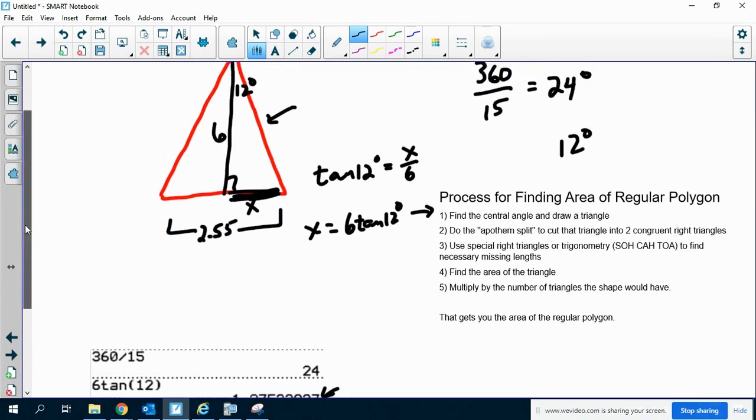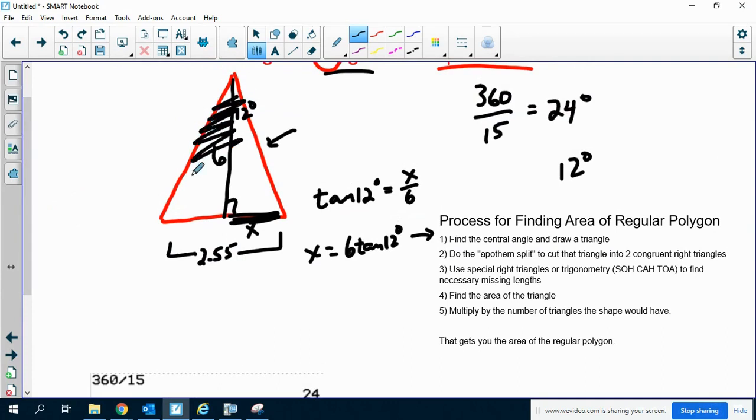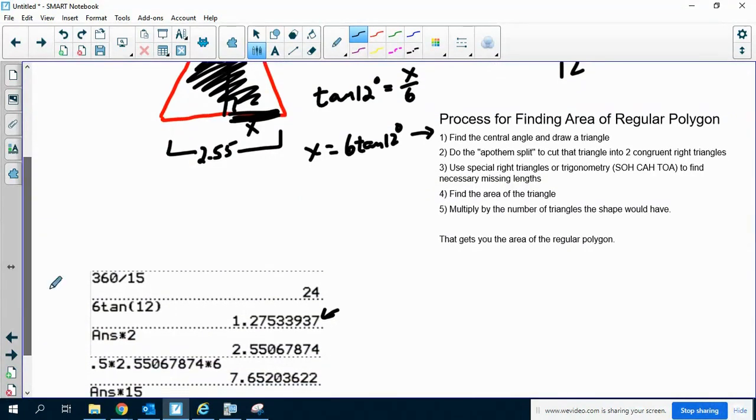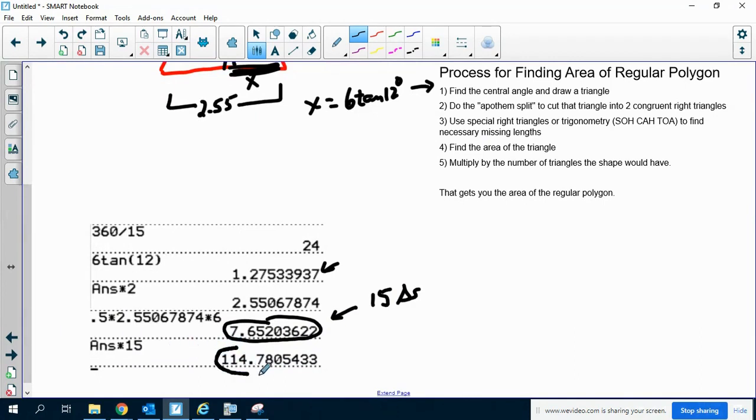So then I find the area of this triangle, 1/2 times 2.55 times 6. That gives me 7.652. And then how many triangles are there? 15 triangles. So I'm going to take that number, multiply it by 15, and I get my final answer. So the area of this 15-gon is 114.781 units squared.